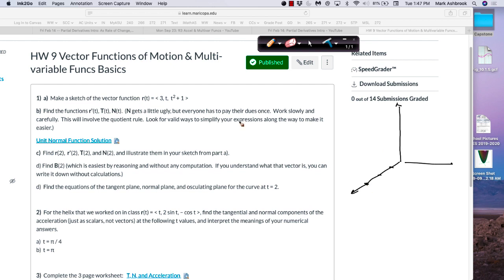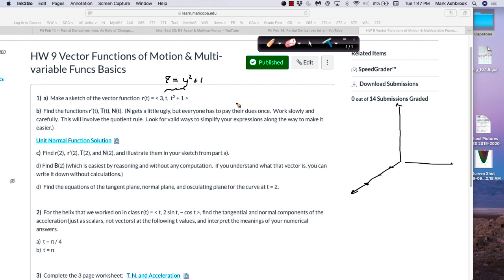And then what parabola do we have? The bottom parabola is at z equals 1. Can we write that without t? Well, y equals t, z equals y squared plus 1. So in the plane x equals 3, we have the parabola z equals y squared plus 1.